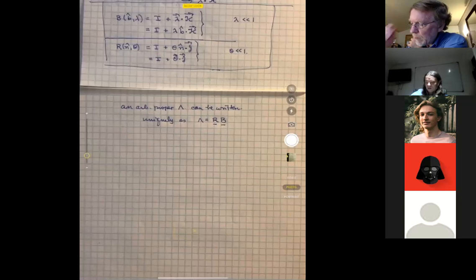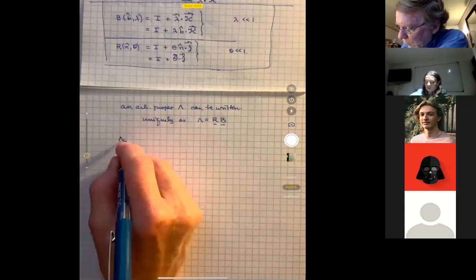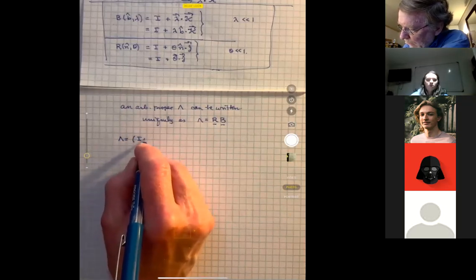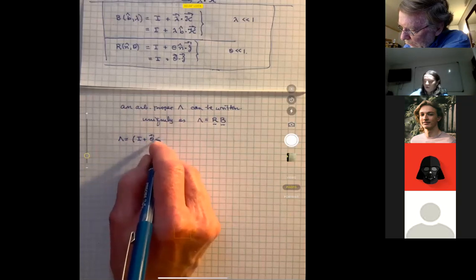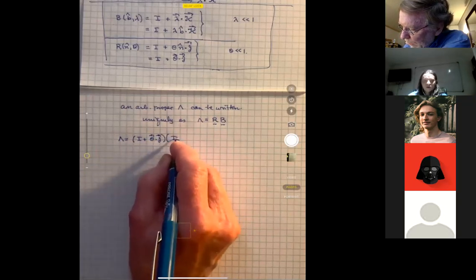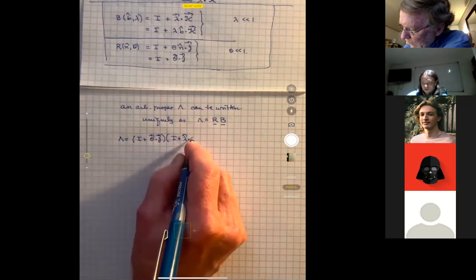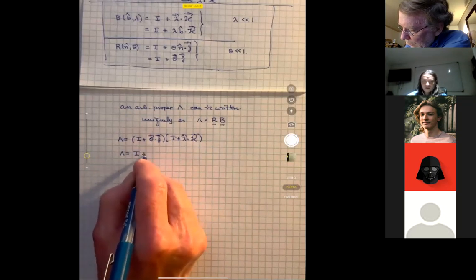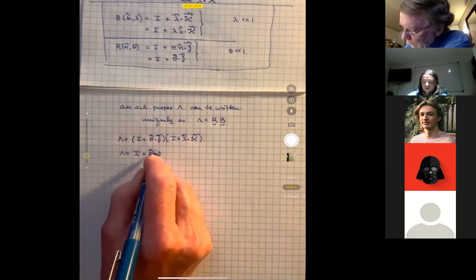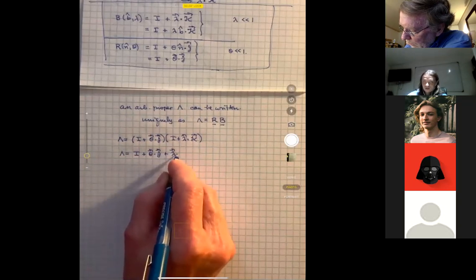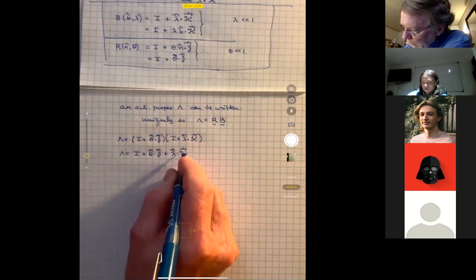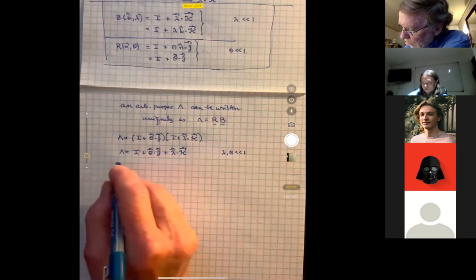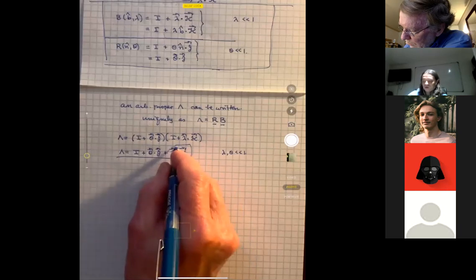So I won't prove this theorem, but if we apply it to the infinitesimal case, then an arbitrary infinitesimal lambda looks like this. For the rotation, I get identity plus theta dotted into J. And for the boost, I get identity plus lambda vector dotted into K vector. If you expand this out to first order, you get identity plus theta dotted into J plus lambda vector dotted into K. This is when lambda and theta are small. So this is a general form of an infinitesimal Lorentz transformation.